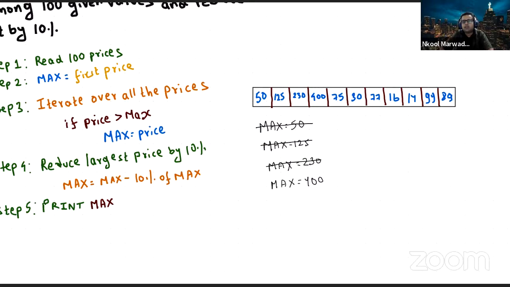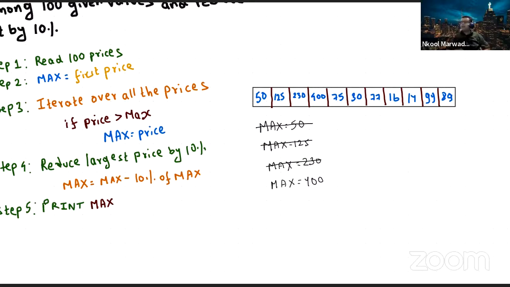30. 30 is less than max. We can move forward. 77 less than max. We can move forward. 16 less than max. 14, 8, 99, 89. All these numbers are less than max. So ultimately, after this iteration, the max variable will be holding the maximum value.